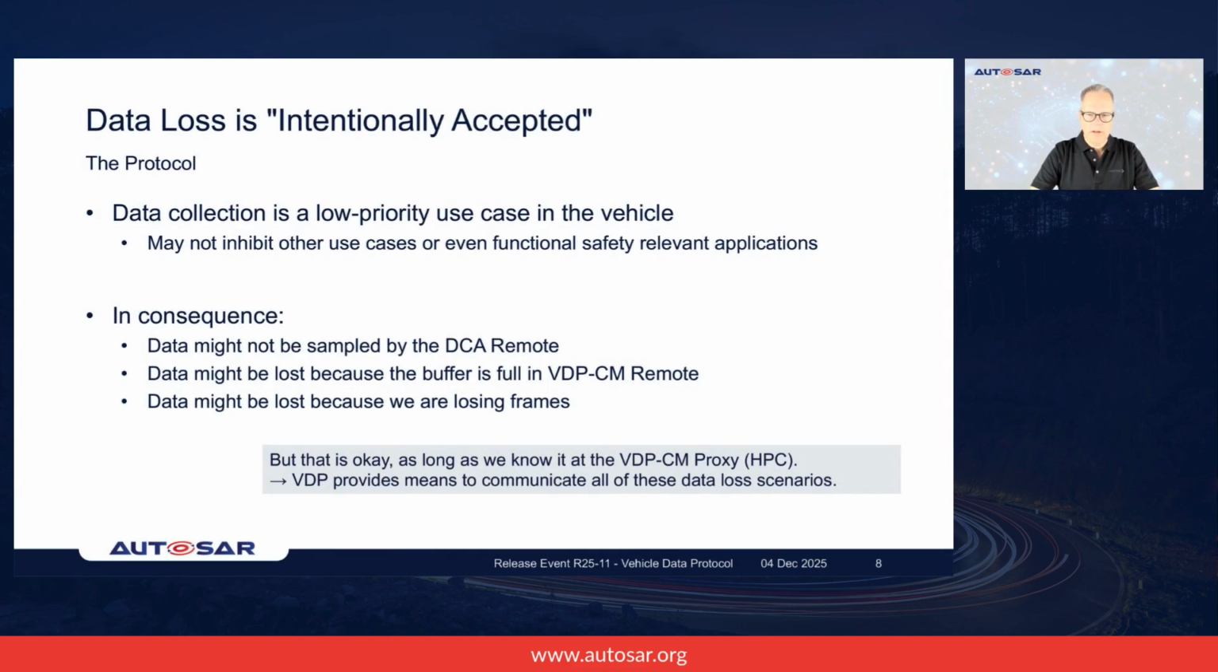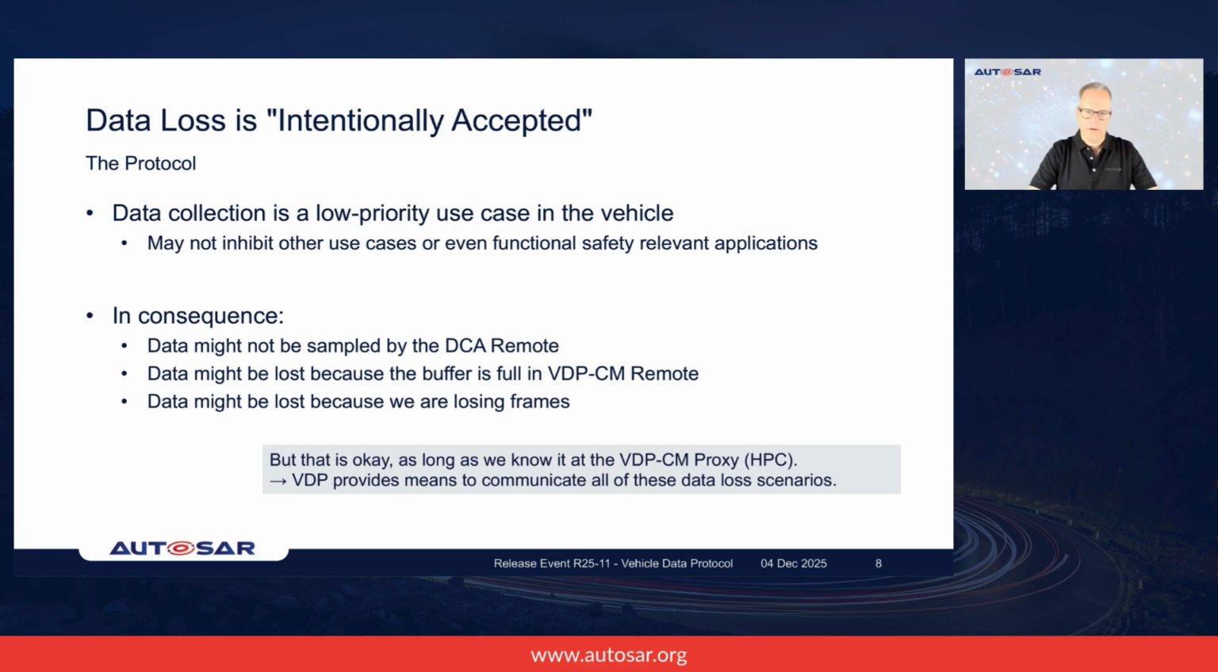Within the vehicle, the data collection is typically a low priority use case. It shall not inhibit other use cases or even functional safety relevant applications. That results in the consequence that data might not be sampled by the DCA remote. The data might be lost because of a buffer overflow, or it might be lost because whole frames are lost due to the low priority. But that is okay, as long as we know that data samples have been lost. VDP provides mechanisms to report all these data losses to the cloud.